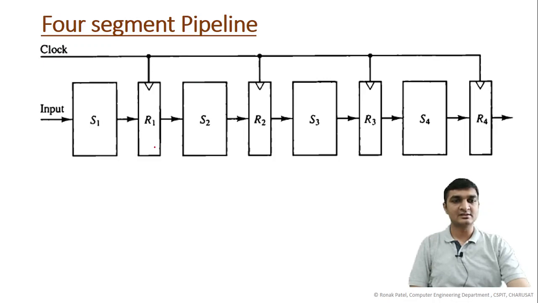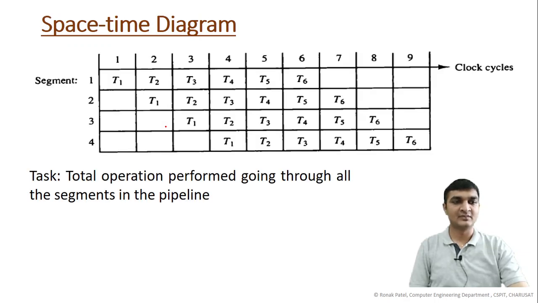So this is the diagram of a 4-segment pipeline, right? In it we have segment 1, segment 2, segment 3, segment 4, and they assume that each takes the same time to execute some operation. Now to pass this value we have intermediate registers. They are working on the same clock pulse, right? So it will store the intermediate result between two segments.